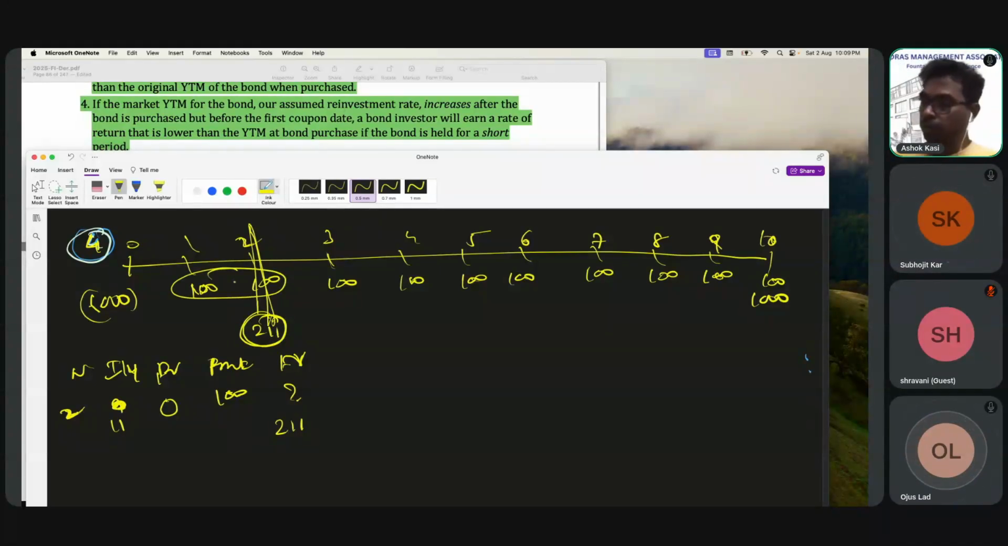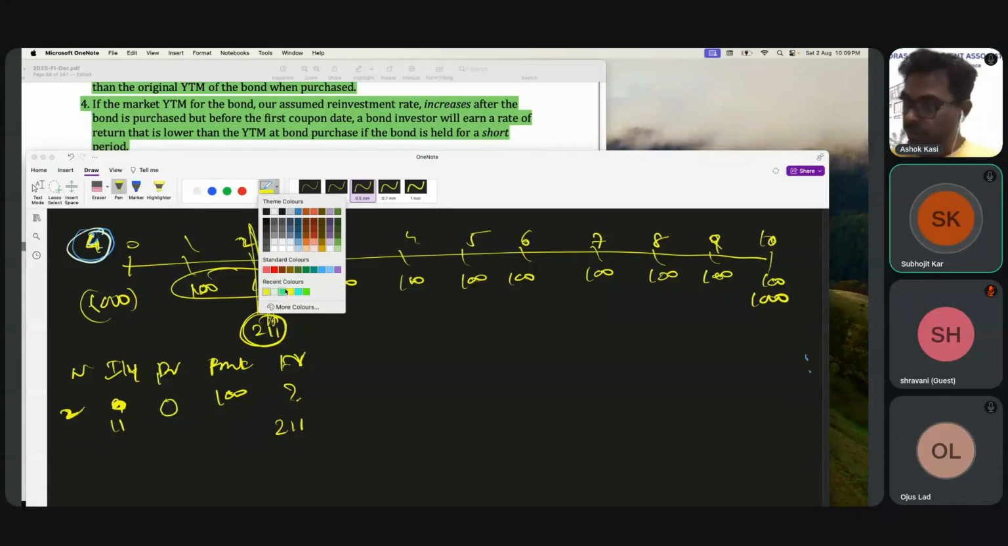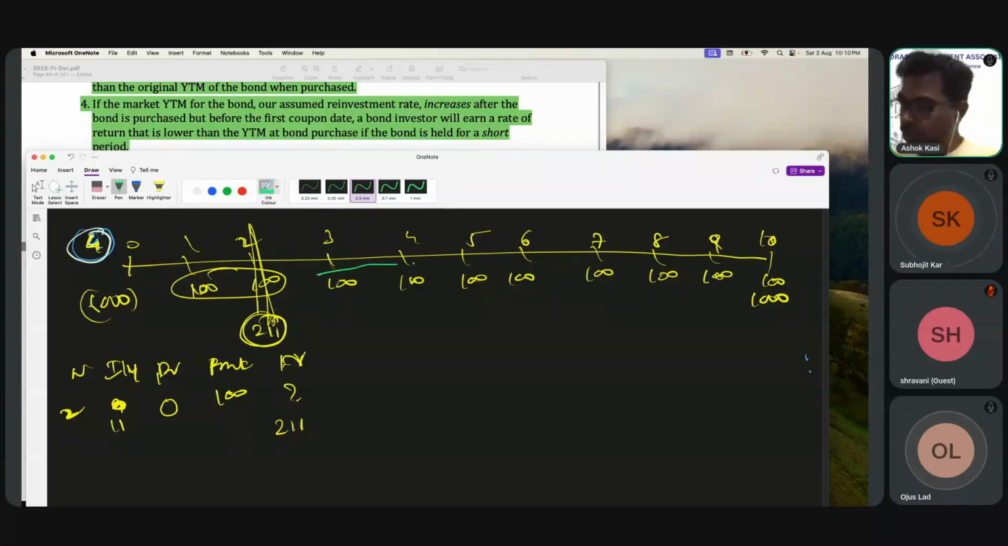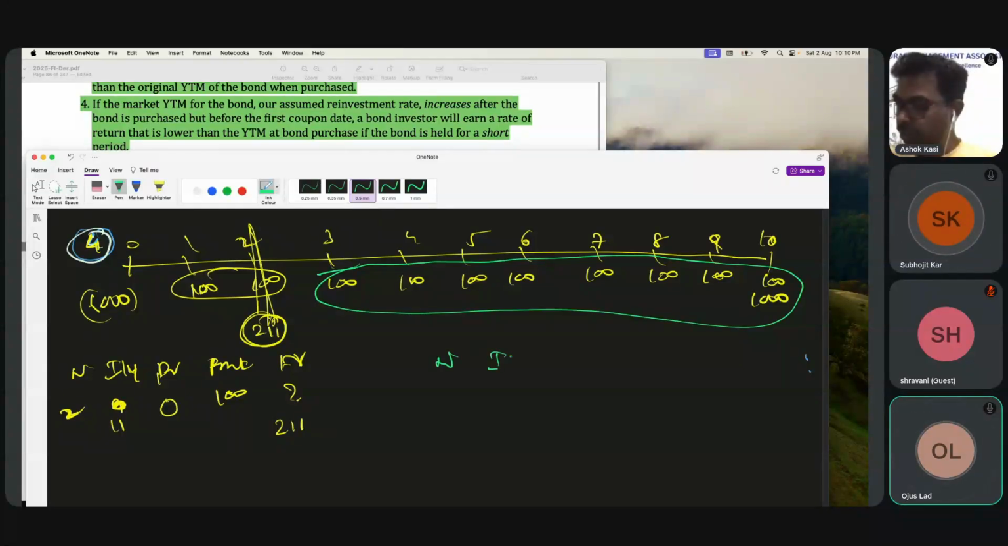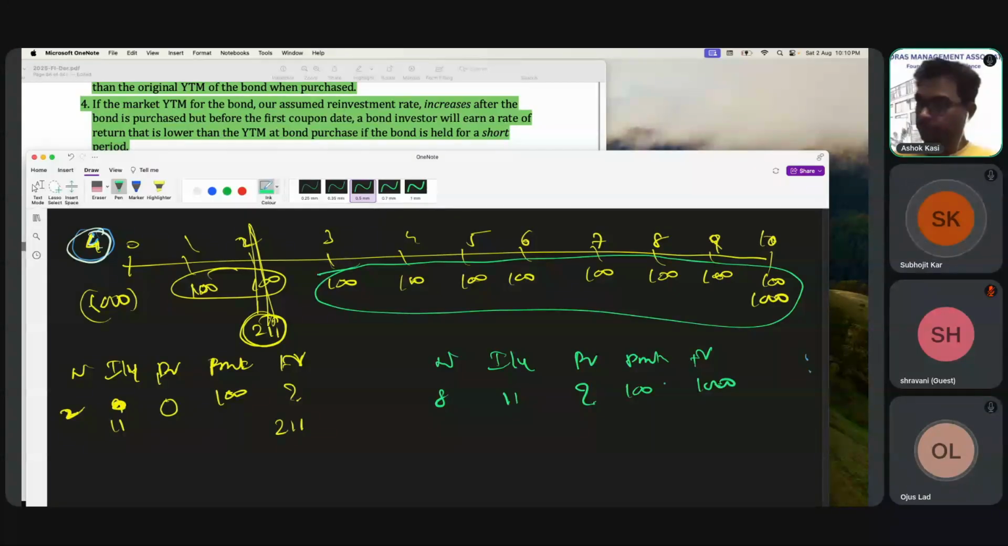Now, what is the present value of the bond? I need to calculate the present value of the bond. N will be 8, 8 years are there. I/Y is 11. Present value we have to calculate. Payment is 100, future value is 1000. The present value of the bond is the present value of all its expected future cash flows. That is 948.538.